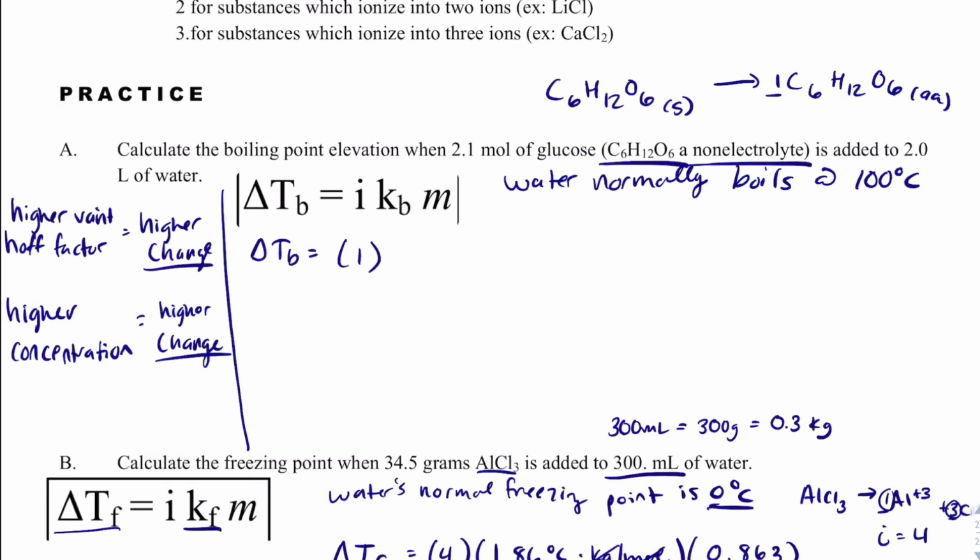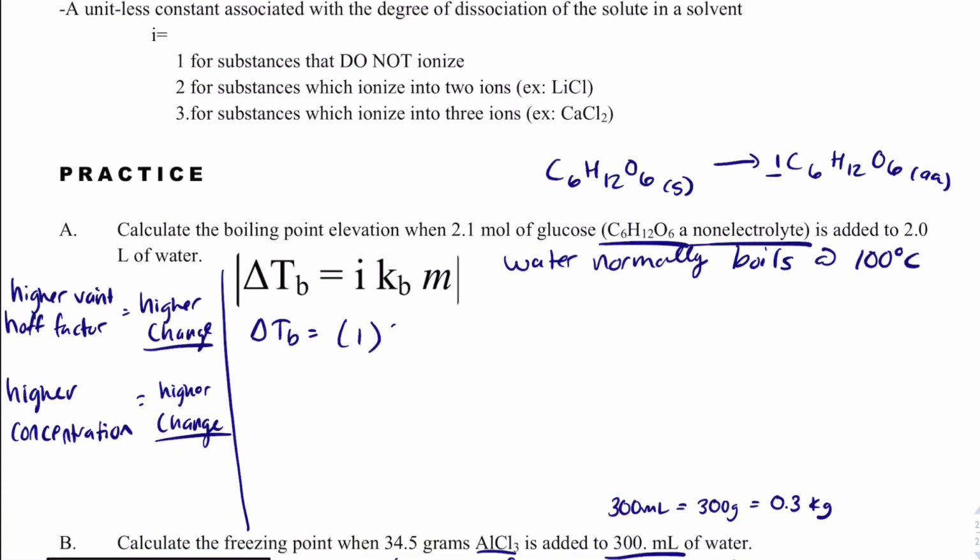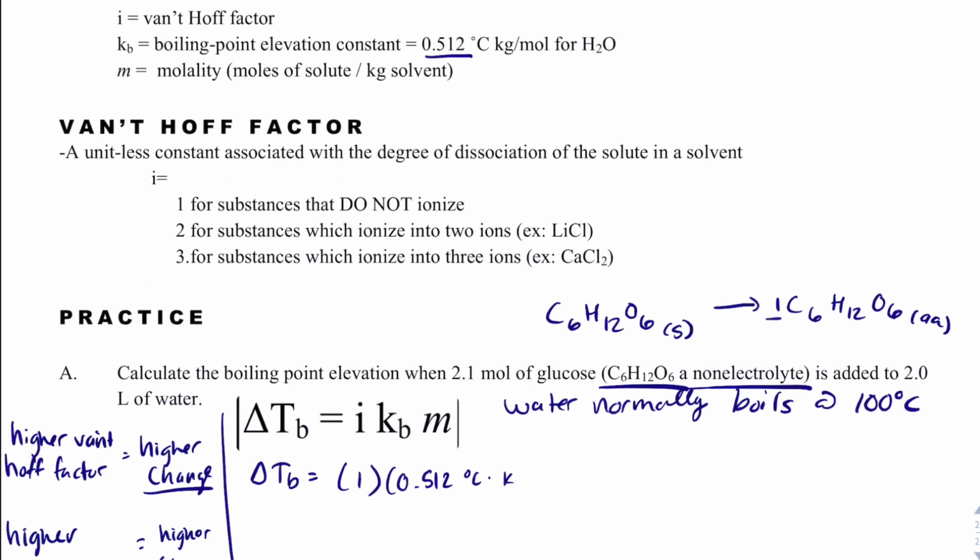We're talking about boiling here, so we need to use the boiling constant, 0.512. And then our molality is 2.1 moles divided by 2 liters. Well, 2 liters equals 2,000 milliliters, which equals 2,000 grams, which equals 2 kilograms. So what we've basically proved is a liter of water is going to be a kilogram of water.